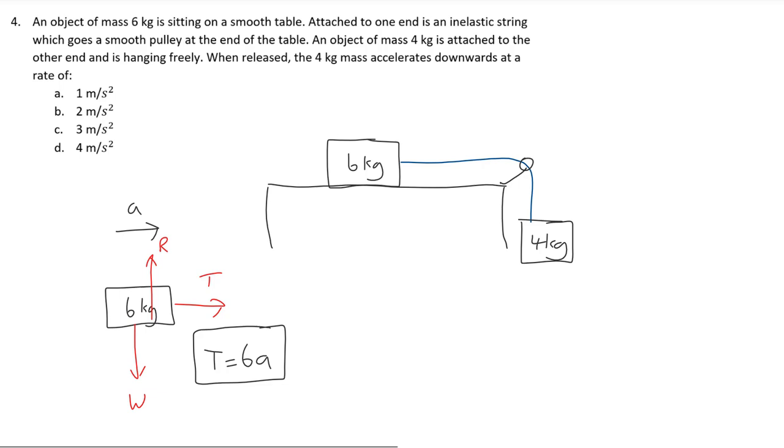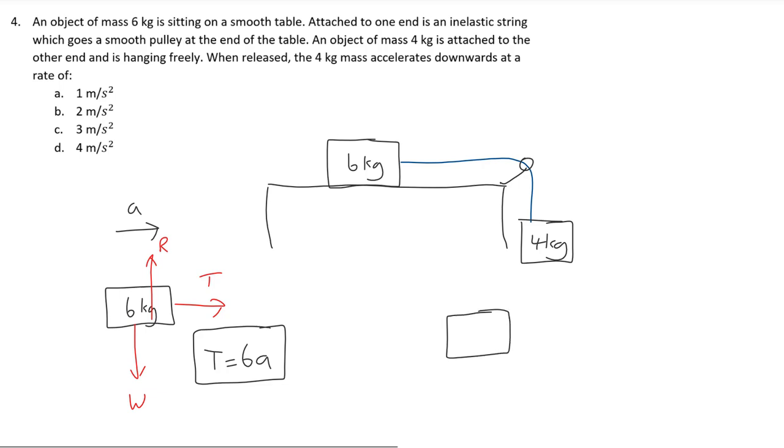Great, I now have an equation from using a force diagram on the 6 kilogram mass. However, we have two unknowns. We have capital T, the tension, and we have the acceleration a, which is what we are looking for. Therefore, if we are to answer this, we need to get a second equation. To do this, we will now look at the 4 kilogram mass.